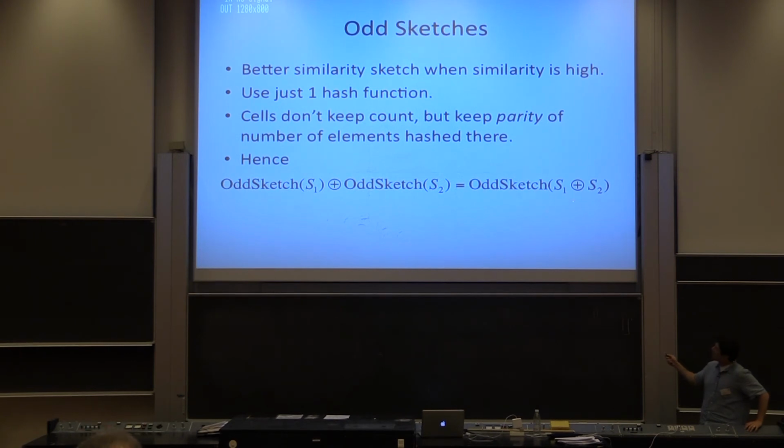Okay? So if I'm taking the symmetric difference of two sets, S1 and S2, or the exclusive OR of two sets, right? So I mean the things that are in one set, but not in both sets. Okay. The odd sketch for that is going to be exactly the exclusive OR of the corresponding odd sketches. Okay.